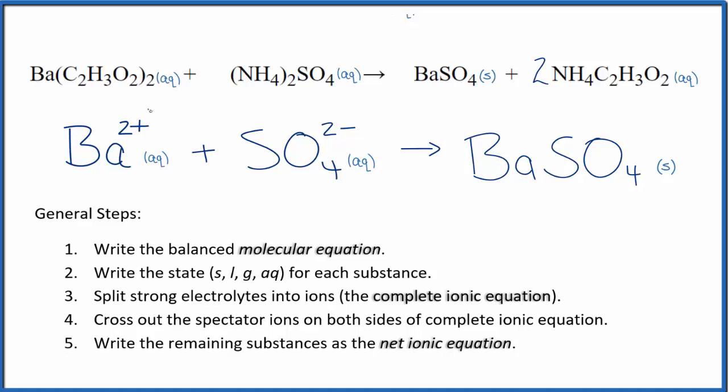You'll notice charge is conserved. We have a 2 plus and a 2 minus. They balance out, so this side is neutral. Products, we have this barium sulfate. It's a neutral compound. So charge is neutral on both sides. We have our balanced charge. The atoms, they're balanced as well.